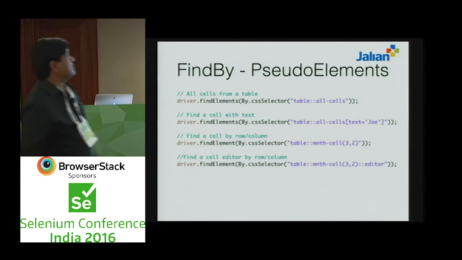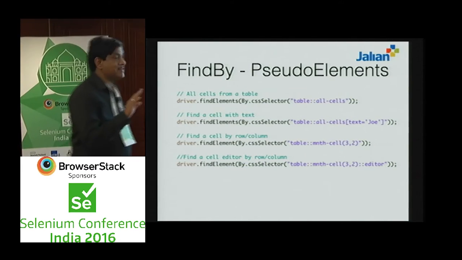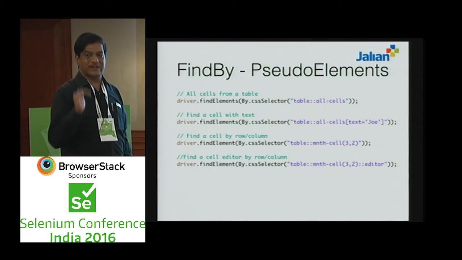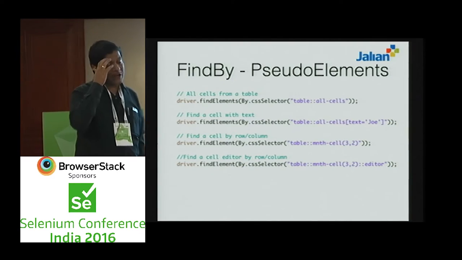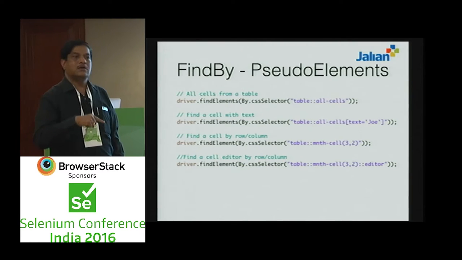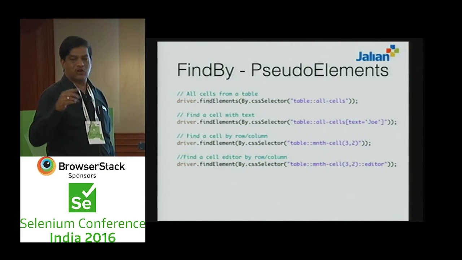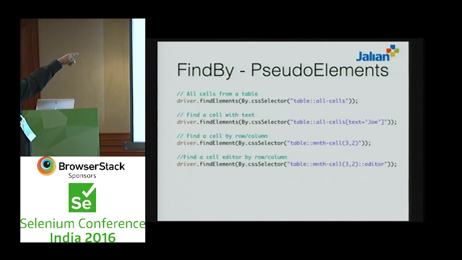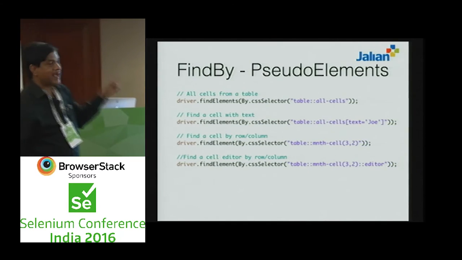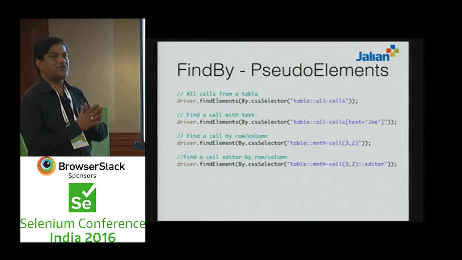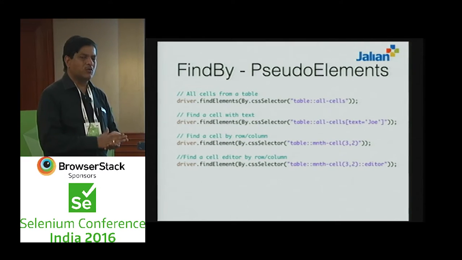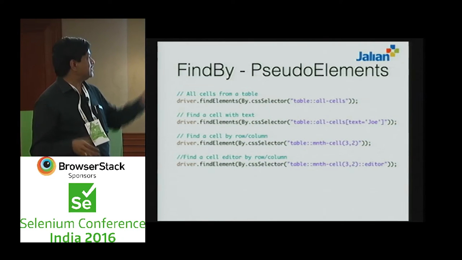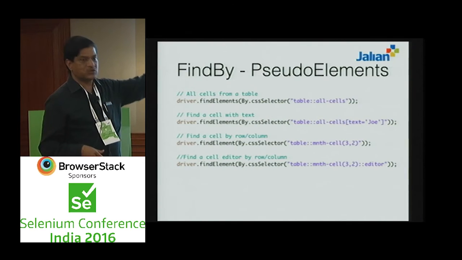So basically the first one is find elements by CSS selector table colon colon all cells. What it does, it gives you web elements for each one of the cells. These are pseudo elements. The element itself doesn't exist. But whenever you access this element, the Java driver is going to translate the coordinates, etc., to that particular element. Similarly, the next one gets all the elements that have text equal to go in it. Suppose you have a table with multiple values, you want to find all the table cells which have some text in it. In that case, that's what we are going to use. Table all cells, text is equal to go.